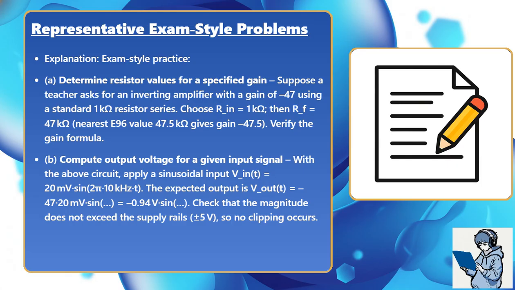B. Compute output voltage for a given input signal with the above circuit. Apply a sinusoidal input V_in(t) equals 20 millivolts times sine of (2 pi times 10 kilohertz times t). The expected output is V_out(t) equals -47 times 20 millivolts times sine of ellipsis, equals -0.94 volts times sine of ellipsis. Check that the magnitude does not exceed the supply rails of plus or minus 5 volts, so no clipping occurs.